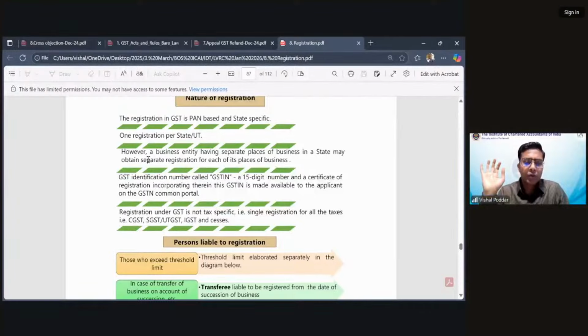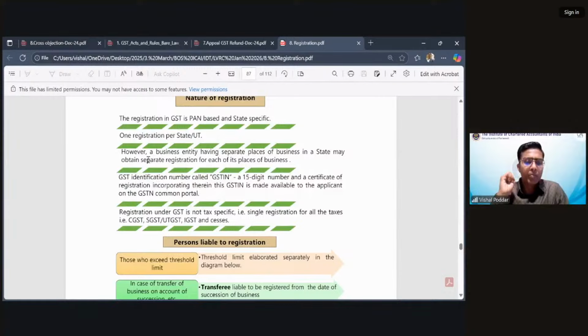Many times this is the confusion. People mix up place of supply and registration. Registration is to be done at the place where you have your place of business. So if I have my office in Maharashtra, I will be registering in Maharashtra. Now this is what is important.